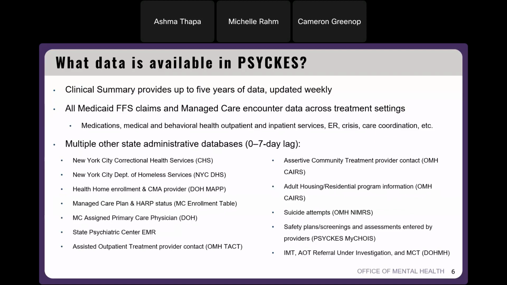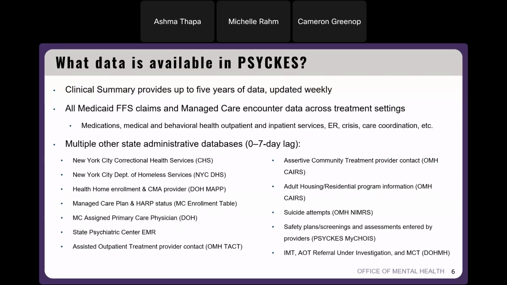So let's talk a little bit more about what kind of data is available in PSYCKES. We do have several different data sources feeding into the application. A client's clinical summary provides up to 5 years of data, and that's updated on a weekly basis. Our biggest data source is Medicaid billing. So that's Medicaid fee-for-service claims and managed care encounter data across treatment settings. And I do want to highlight that there is a little bit of a lag between the time the service occurs and when the service shows up in PSYCKES. So with things like outpatient or inpatient services, they can take a couple of months to be incorporated in a clinical summary. That just all depends on the billing turnaround time.